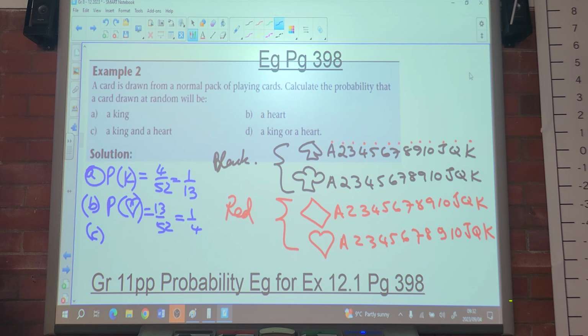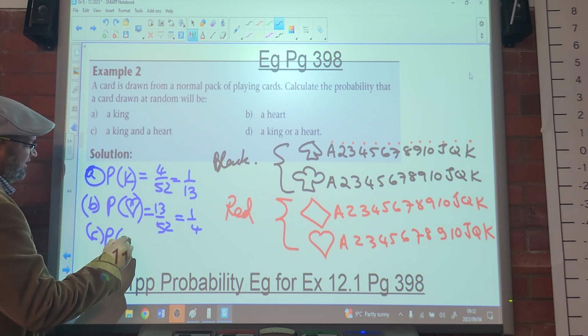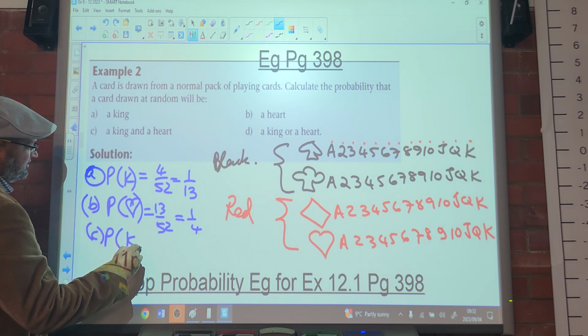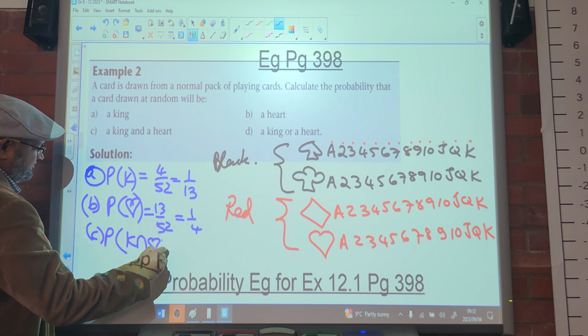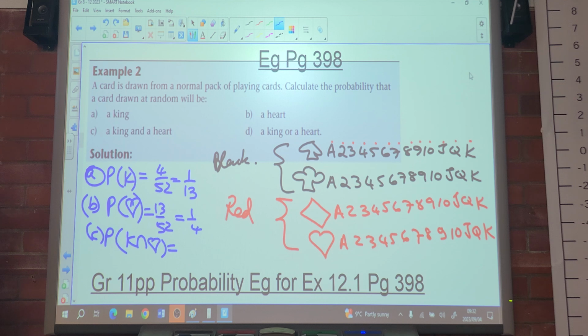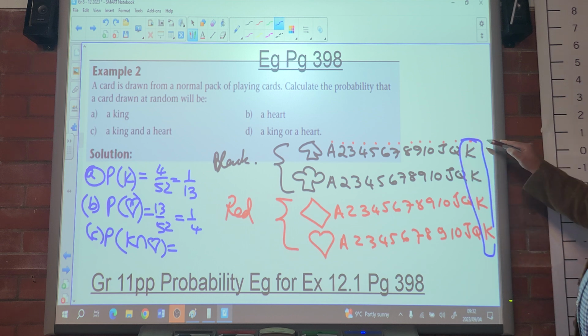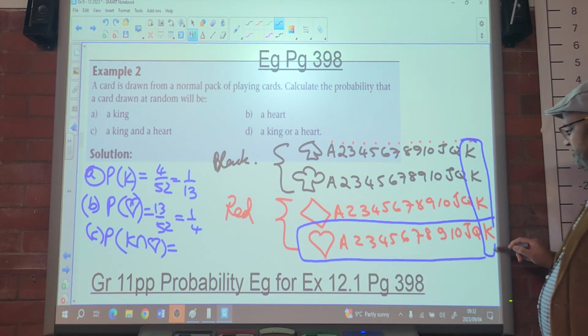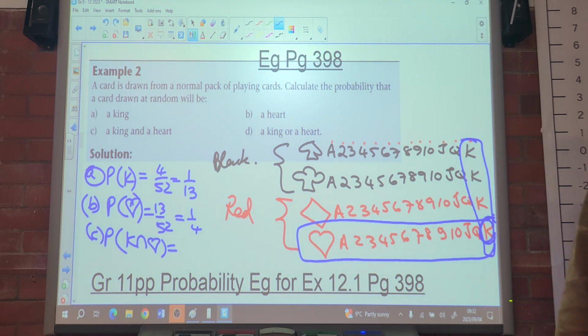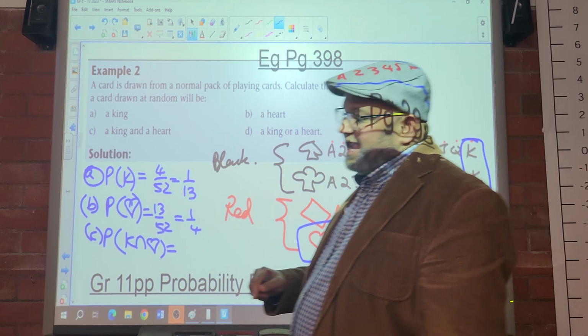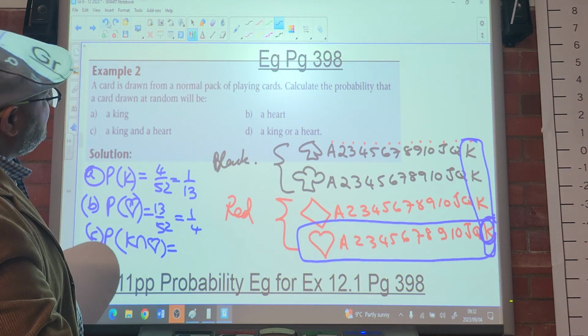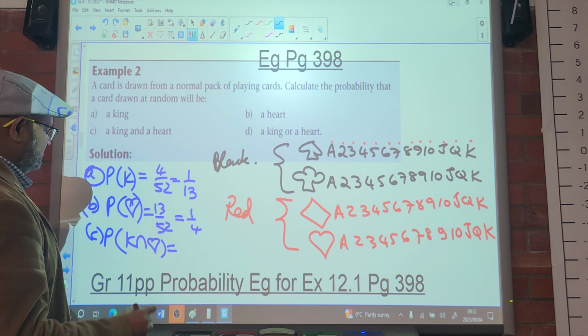A king and a heart. So what does that mean? The probability of a king and a heart. What do you think that would be? So how many kings are here? 4 kings. How many kings of hearts are here? 1. Can you see it says and? So it has to happen at the same time. It's the intersection of the two. Okay, you guys understand? There has to be a king and it must be a heart. So king of hearts is 1 out of 52.